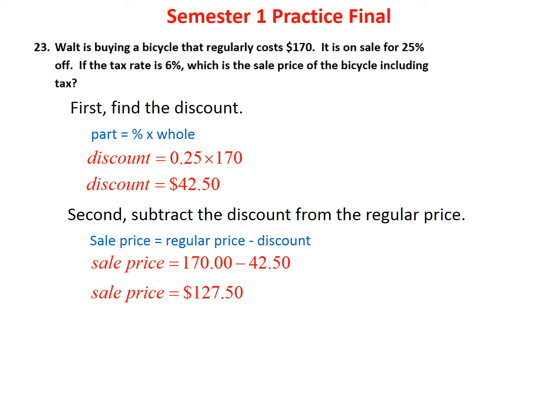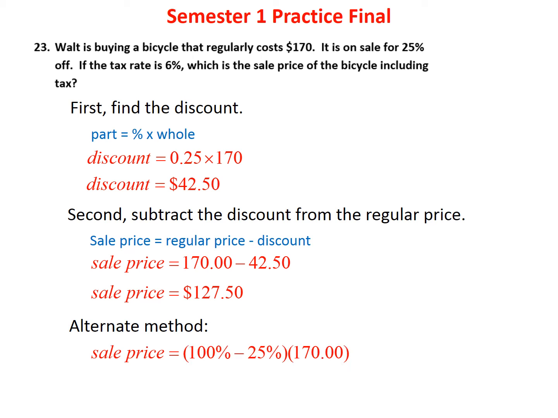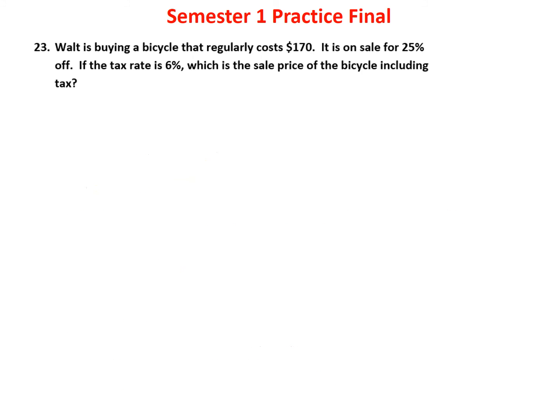So now we just have to figure out the tax and add it. By the way, there is an alternate method. I could have just subtracted the 25% from 100% to begin with, and said that instead of getting 25% off, I'm buying the bike at 75% of its value. I would get the same answer doing it that way as well. Okay?